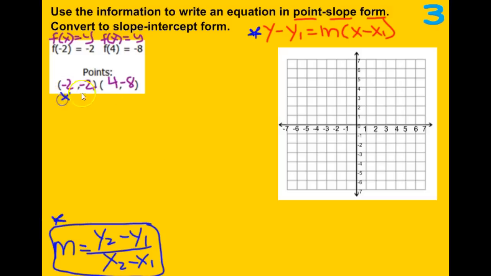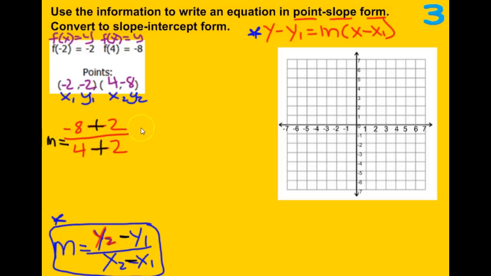Okay? So I'm going to label my points. x1, y1, that's my first point. x2, y2, that's my second point. And then we're just going to plug in what we know. y2 is -8 minus y1, which is -2. Two negatives make a positive. Then on the bottom, x2, which is 4, minus x1, which is -2. Again, two negatives there make a positive. Don't forget that there's always a minus from the equation.